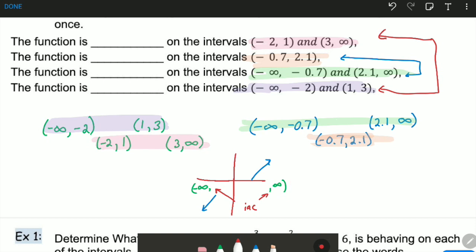Just if you look at my little arrows, I'm trying not to draw too many arrows here, but both this arrow and this arrow, as you move from left to right, would be going up. Therefore, the group of intervals that have both the negative and positive infinity in it would have to be the increasing intervals, which means this section of intervals here, because it has the negative and positive infinity in it, will be the increasing interval.